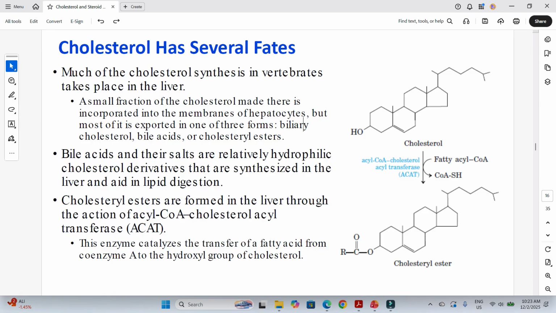So the enzyme that catalyzes the formation of cholesterol ester is called acyl-CoA cholesterol acyltransferase, or ACAT. All right. So this enzyme, as I've already mentioned, catalyzes the transfer of a fatty acid from coenzyme A to the hydroxyl group of cholesterol. Okay. So these cholesterol esters are very important because they are predominantly the form by which cholesterol is transported to different tissues via the lipoproteins.